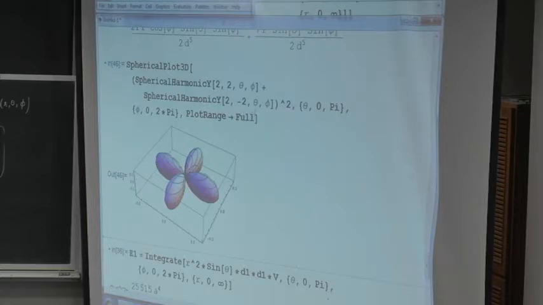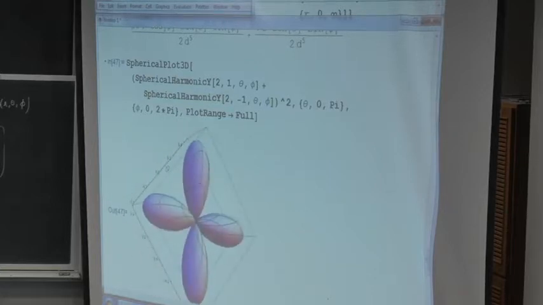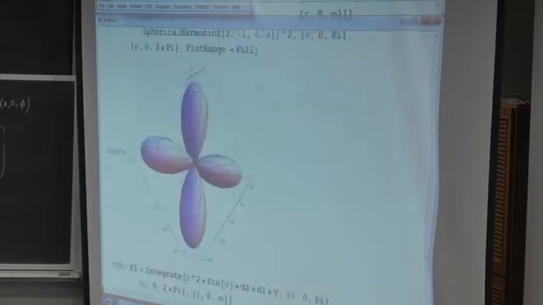This is the d x square minus y square. Likewise, I can plot this. I'm just worrying a little bit about the complex conjugates. Okay, so this is another thing. This is another one of them. Likewise, I can plot all of these d orbitals.